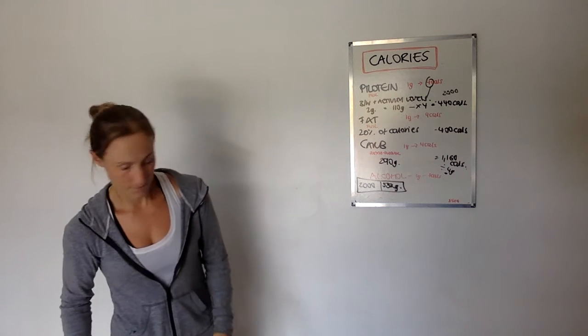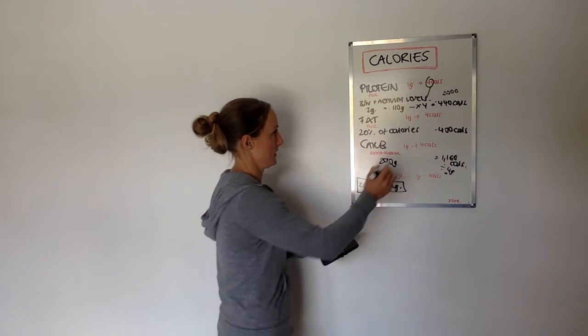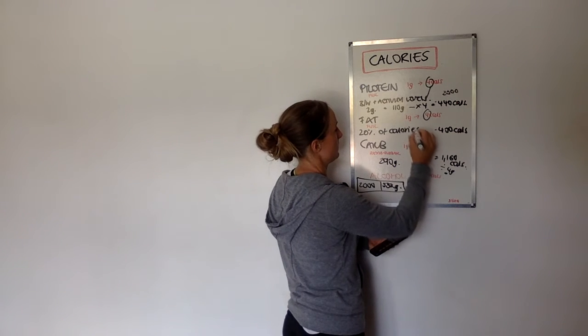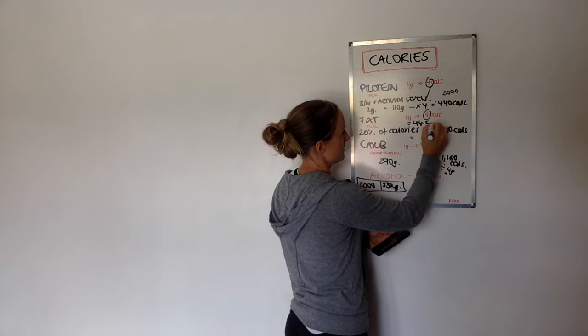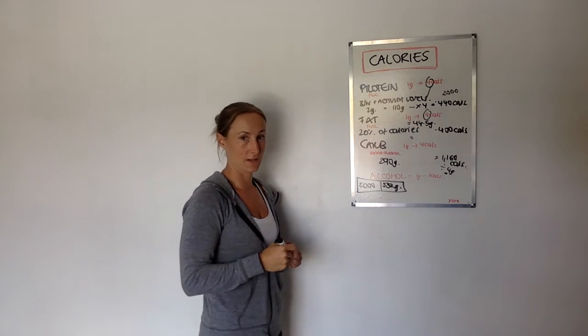Okay, so 400 divided by 9 is going to equal 44.5 grams of fat. Can everyone see how I figured that out?